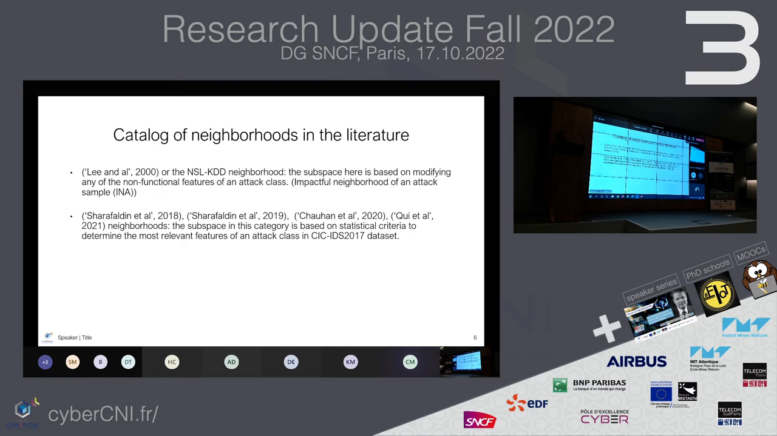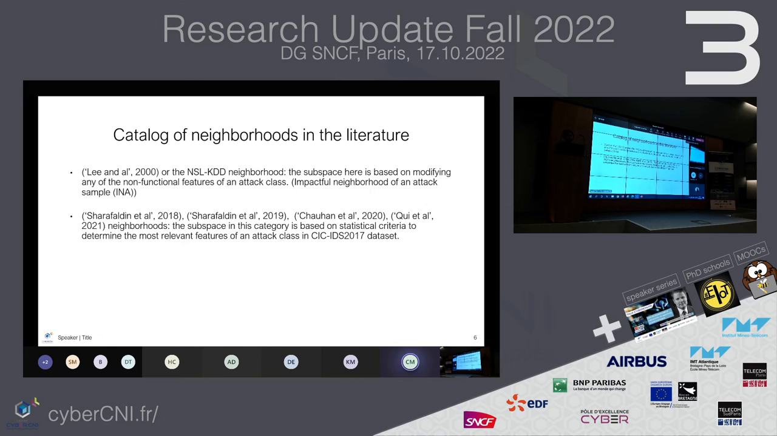The second one is based on statistical criteria. If we take CICIDS 2017 as an example, we can see that even the authors of this data set applied different statistical criteria in order to find the most prevalent functional features. And we can see other people who have defined their own statistical criteria in order to have this subspace of adversarial examples.